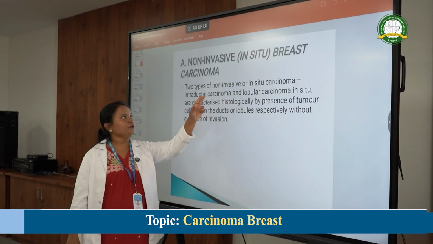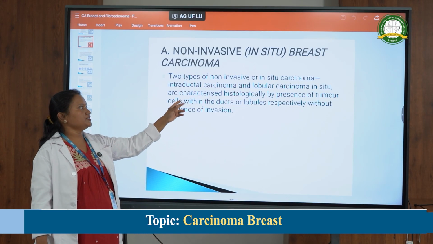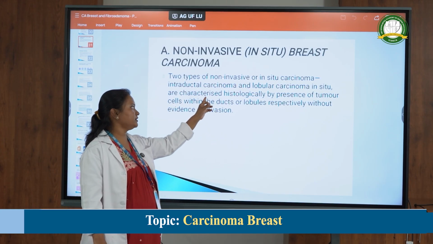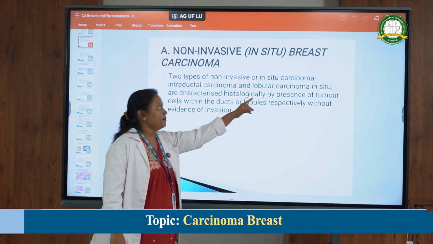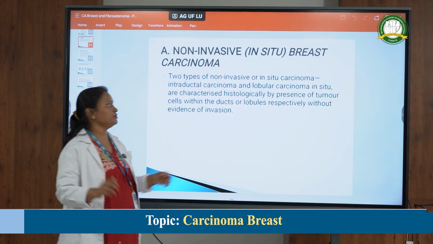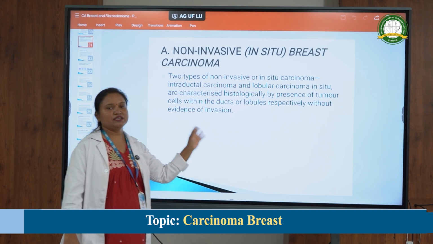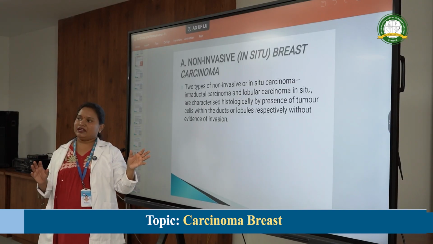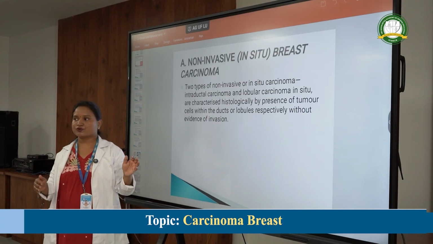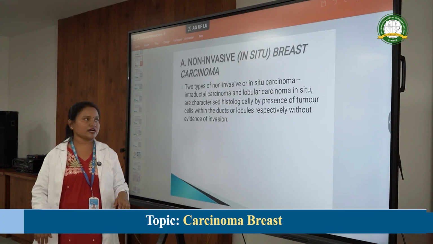Okay. So there are two types of non-invasive or in situ carcinoma. Intraductal carcinoma and lobular carcinoma in situ are characterized histologically by the presence of tumor cells within the ducts or the lobules respectively without the evidence of invasion. So as I have told, there will be intact basement membrane, so there will be no invasion into the stroma. If there is invasion into the stroma, then we call it invasive breast carcinoma.